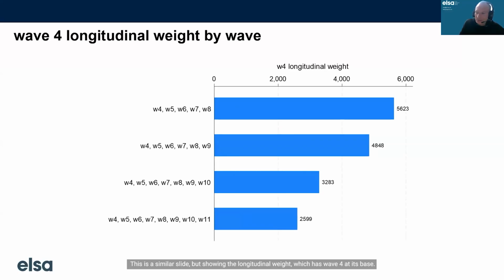This is a similar slide, but showing the longitudinal weight which has wave 4 at its base. At the time of wave 8, when this weight was first archived with the data, just over 5,500 core members had taken part at each wave between waves 4 and 8. But by the time of wave 11, the longitudinal weight with wave 4 at its base has a positive value at wave 11 for just around 2,600 core members.